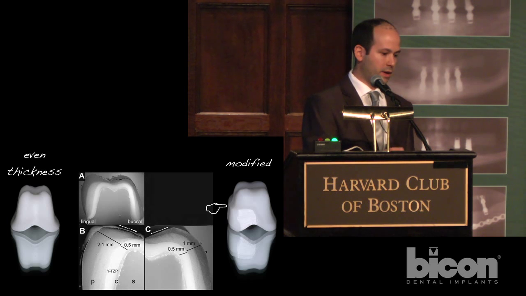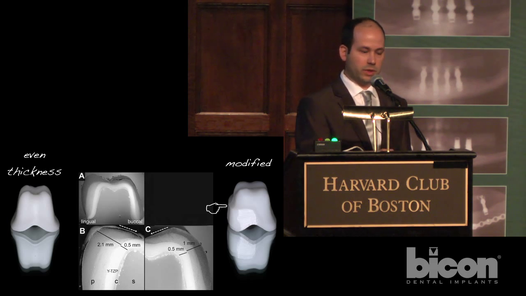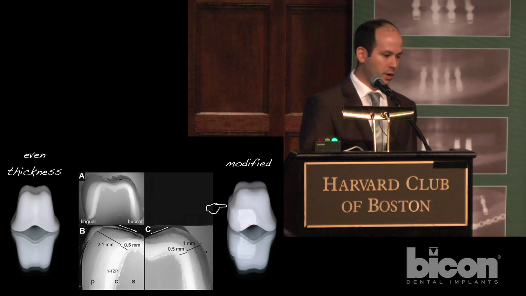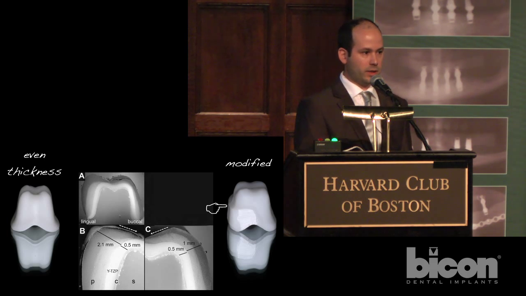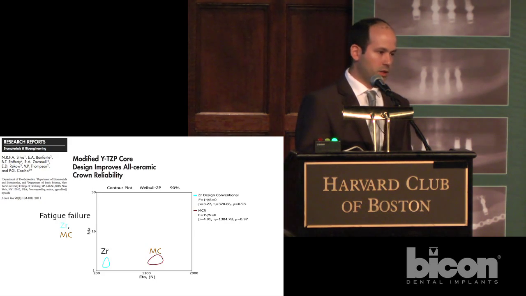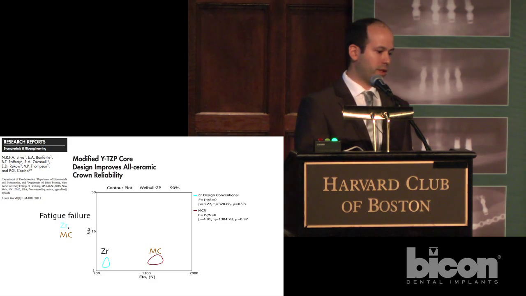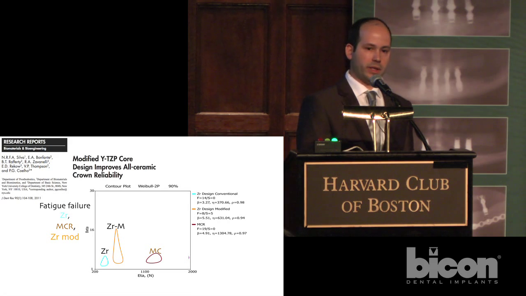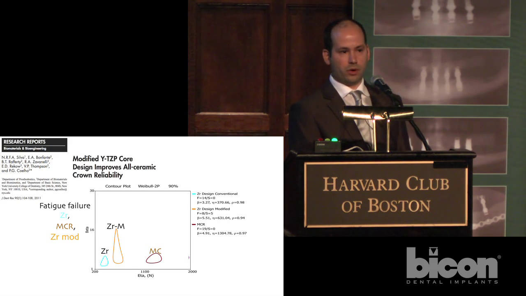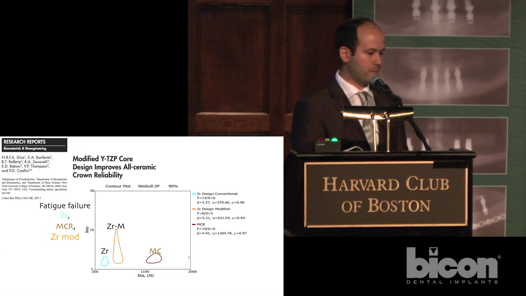You see, we are having an even thickness in the buccal, which is close to 1 millimeter, but we're having 2.1 in the lingual. So is this a good scenario? Not for porcelain. So compared to an even thickness coping, can we further improve it? Yes, we can, but yet we're far away from metal ceramics.